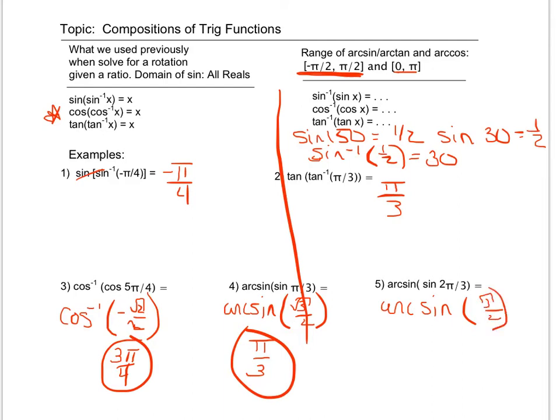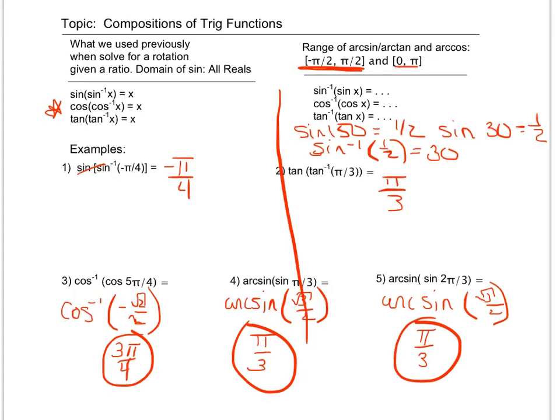So now that I have arc sine of square root of 3 over 2, I'm going to ask myself, what rotation between negative pi over 2 and pi over 2 gives me this square root of 3 over 2 value? And I find out it's pi over 3. And so now I have my final answer.